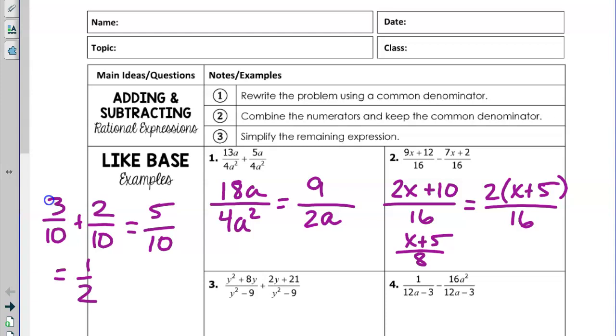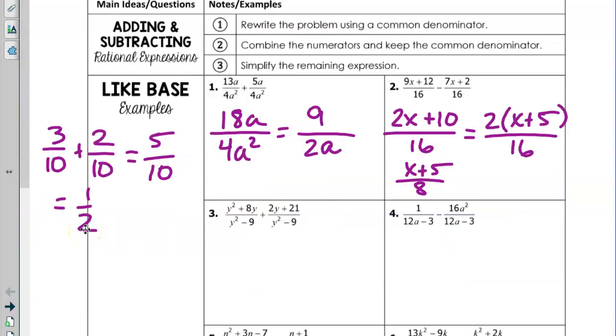Okay, so I jumped from the 2x plus 10 over 16 down straight to x plus 5 over 8. I'm fine with that. So I took a 2 out of everything. I was going back and forth, but I wanted to do something that was familiar. But if that way works better for you, please do it that way. All right, why don't you guys try numbers 3 and 4 on your own?